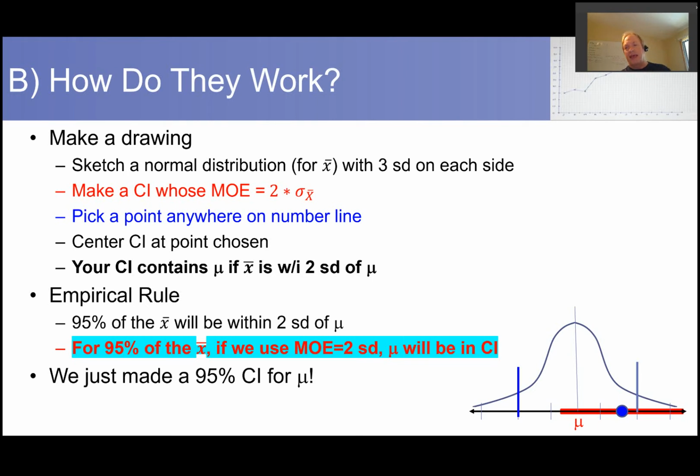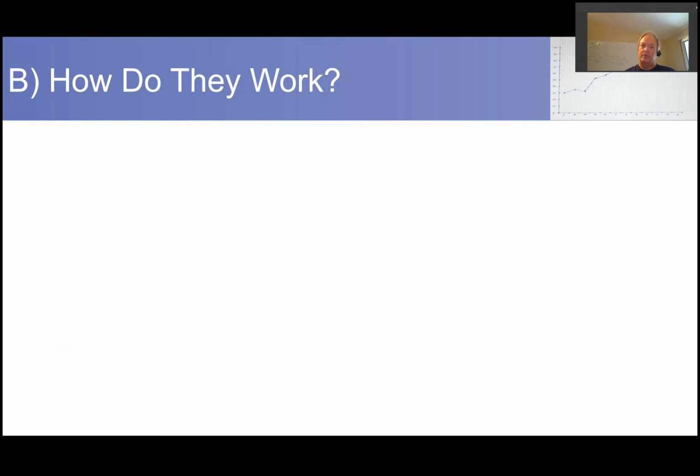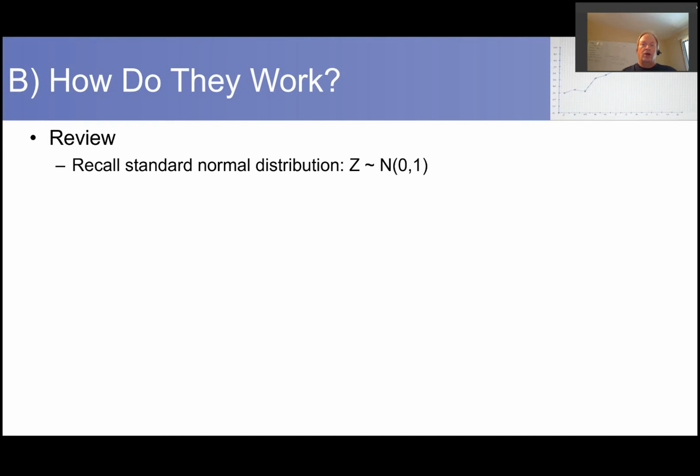Now, we got lucky, and that 95% just happens to be a nice even number of standard deviations from the empirical rule. But what if we wanted to work with a different percentage? Maybe say 90% instead of 95%. So now we have to go back and review a few facts about normal distributions.